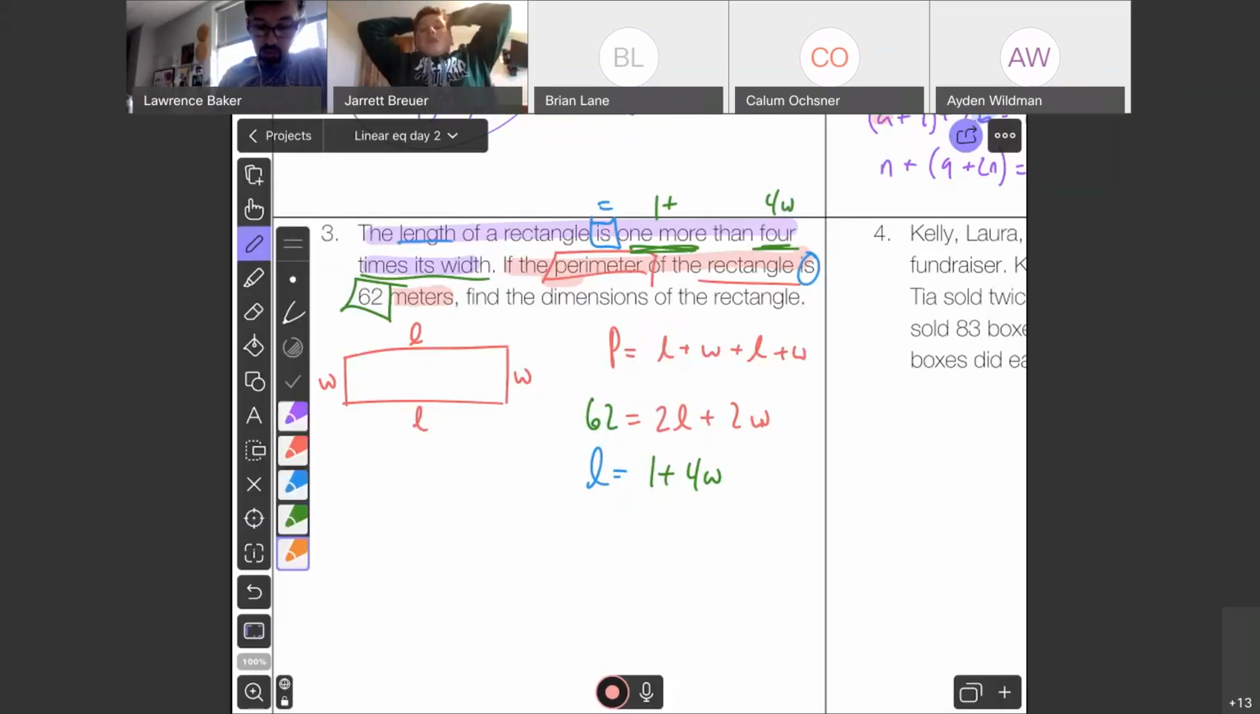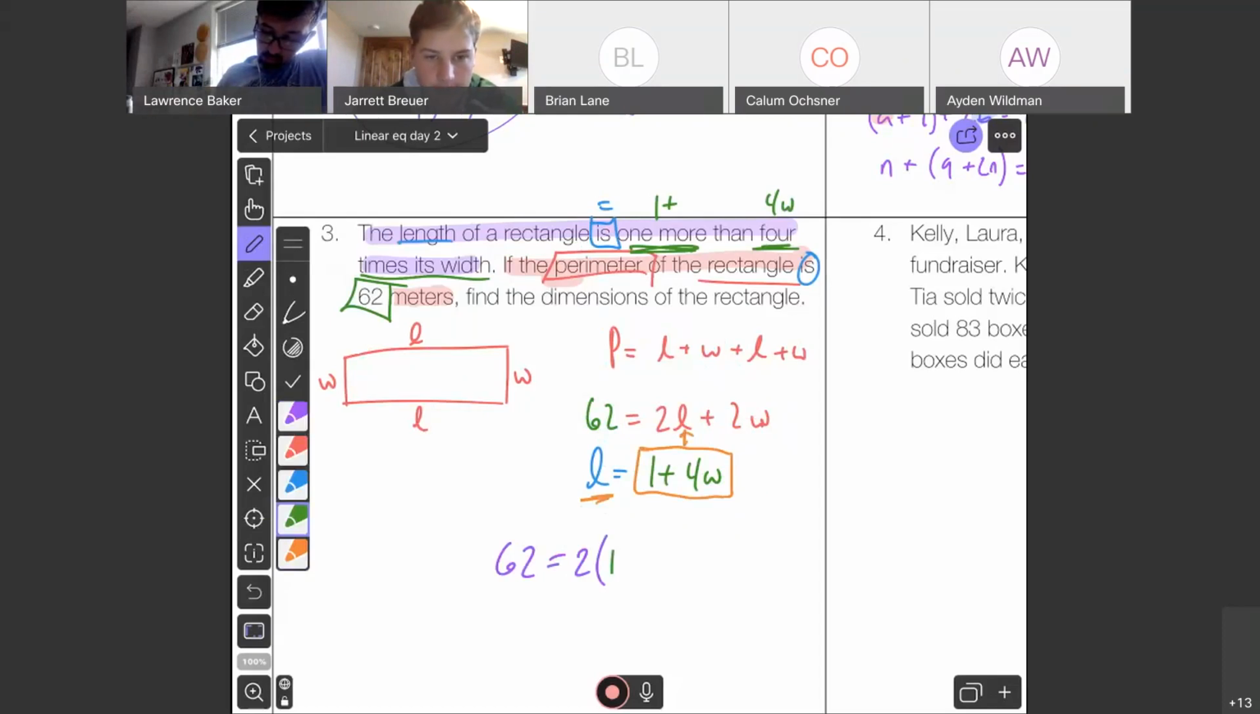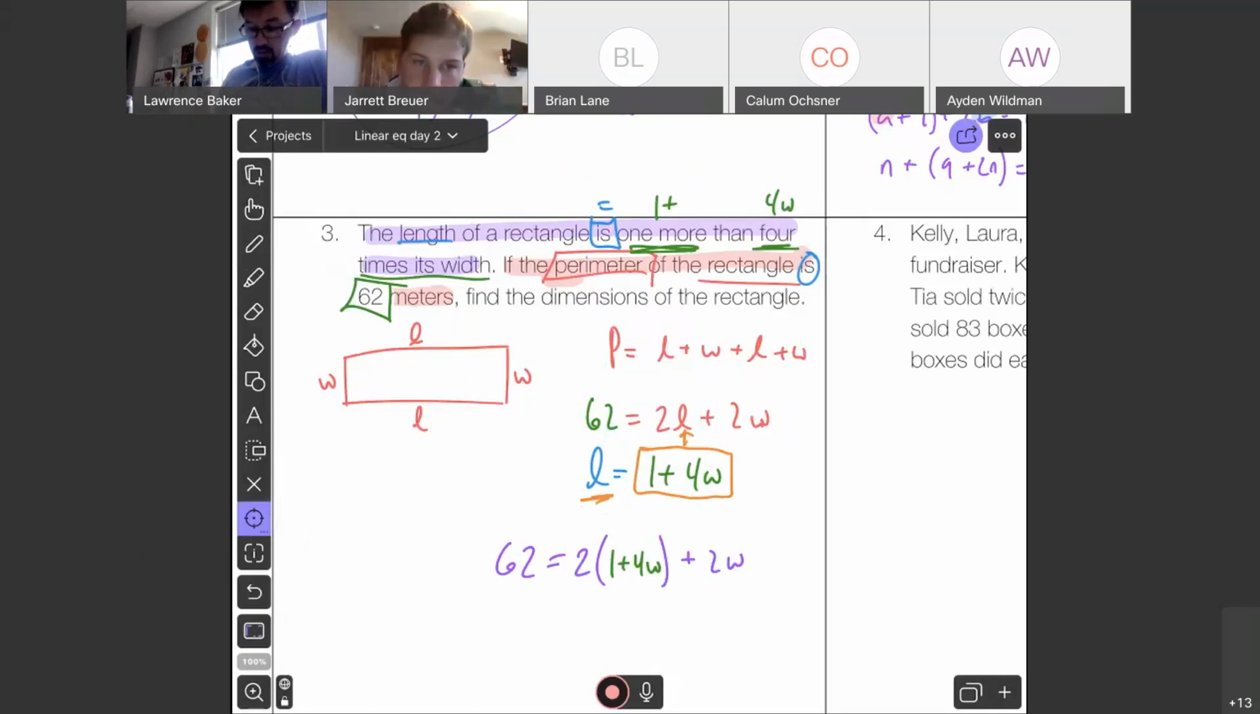But just like last time, because we know what L is, we can take that and put it in there. So what that would say is 62 equals 2 times (1 plus 4W) plus 2W. Notice how the L went away. It's not supposed to stick around, just like we talked about with function composition. Why is that good to do? Because now the only thing I don't know is W. I can solve an equation for one variable. I can't solve an equation for two variables.